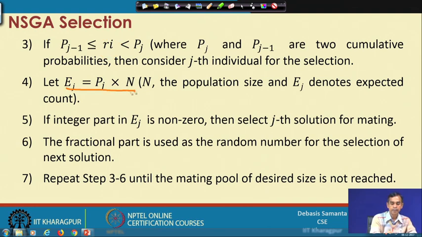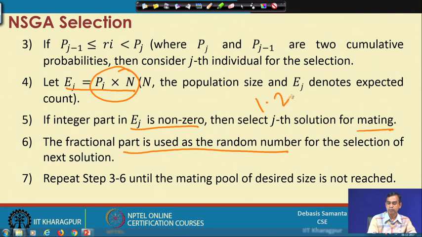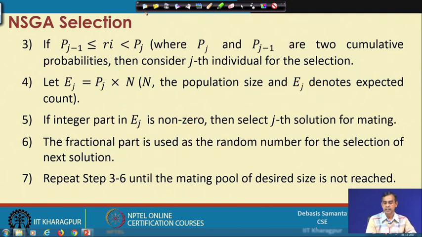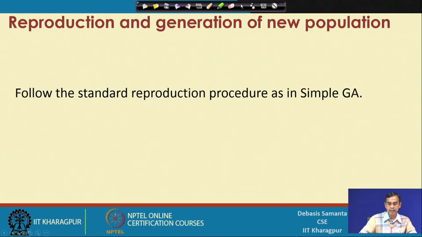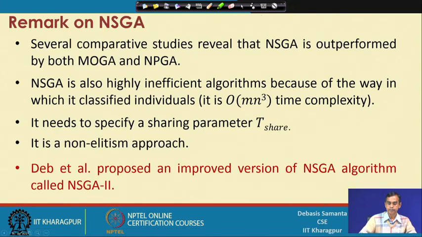It follows the calculation of Ej using this formula, and if Ej is non-zero, then the solution is selected. For the remaining non-integer parts, we can use the non-integer values, like 1.2568, as the next random number to be considered. So this is the procedure followed. Instead of generating a random number, it follows this concept so that we can avoid computational hassles. This way the selection can be done, and then mating and reproduction are the same as in the simple genetic algorithm.